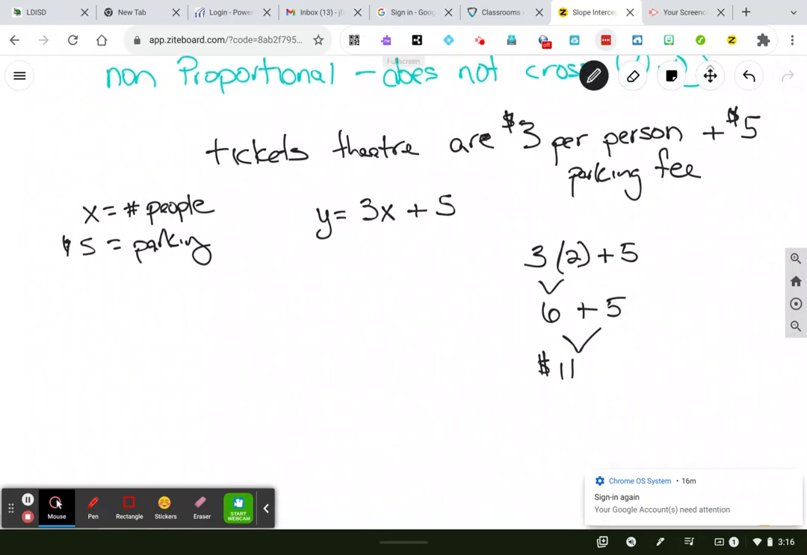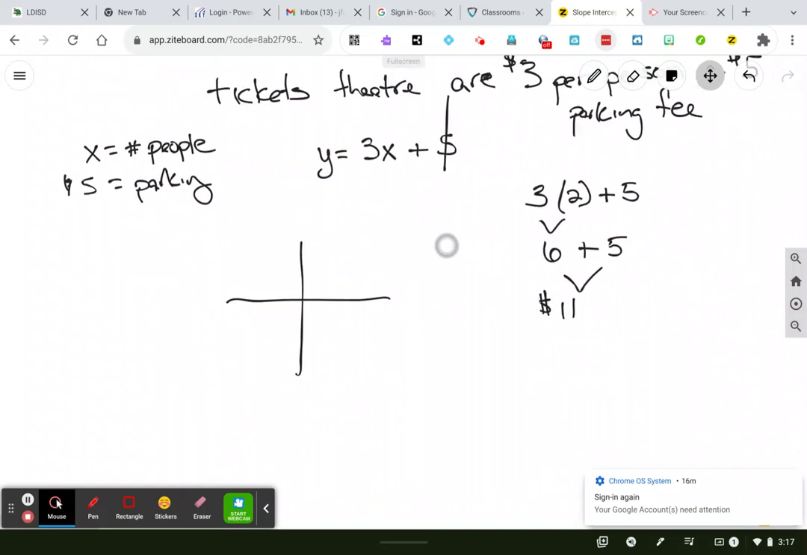This does have a constant rate of change. It just does not go through 0, 0. Because if I bought one ticket, no matter what, it is going to cost me $5 extra for parking because I'm going to the theater. So here's how this works.